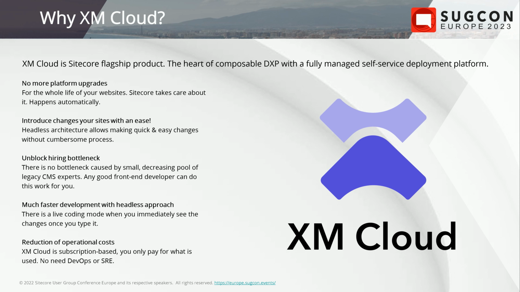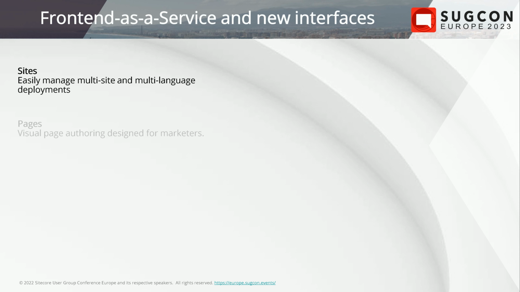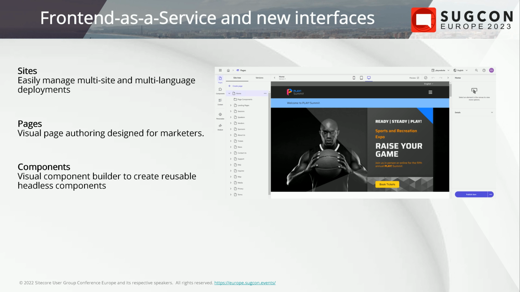From the cost of ownership perspective, XM Cloud offers a reduction of operational costs. XM Cloud is subscription-based and you only pay for what is used. You will need fewer DevOps or site reliability engineers, if you need them at all. Cloud Portal comes with a numerous set of applications, and I will name only a few of them.